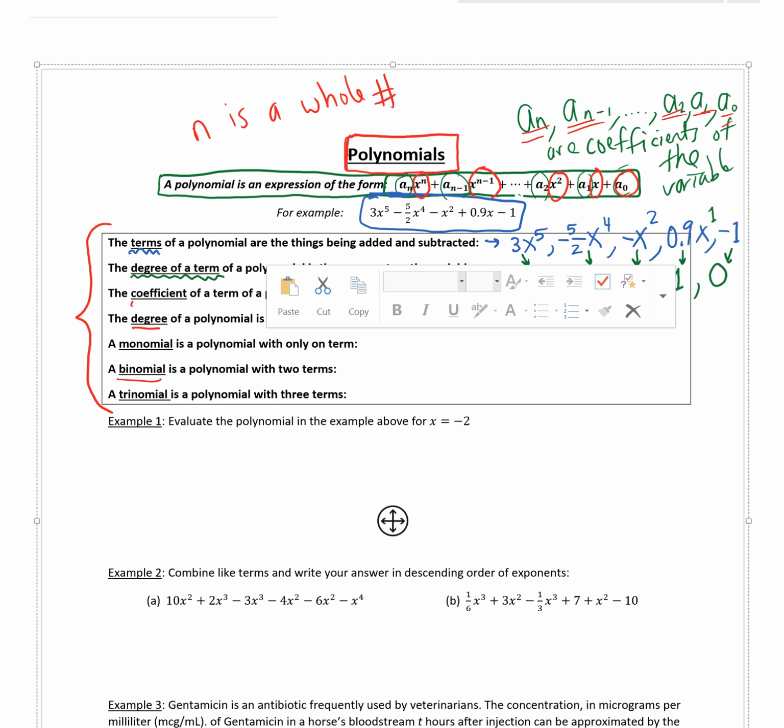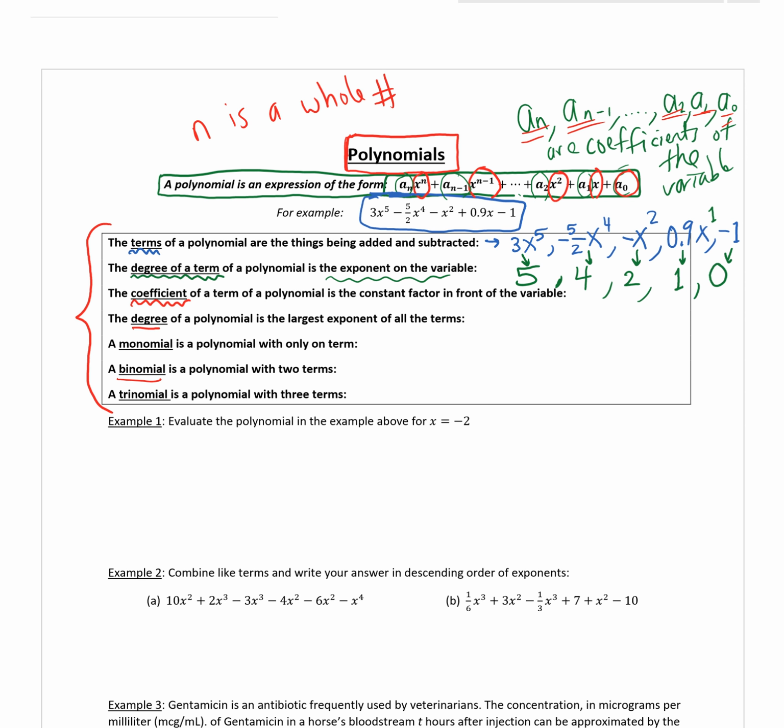Let's look at the next definition here. It says the coefficient, and we've been using that word over and over too, so you probably already know what that means. The coefficient of a term of a polynomial is the constant factor in front of the variable. So it's really just the number that's in the front. If we look at those terms that I wrote in the first definition, the first term is 3x to the 5th, and its coefficient is 3 because that's the number in front of the variable.